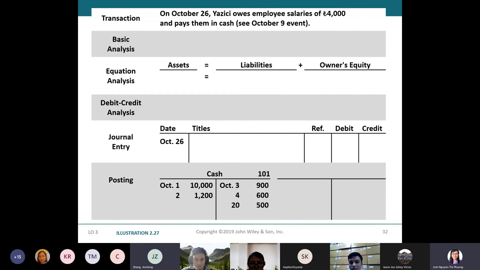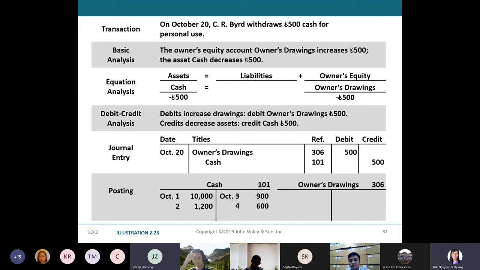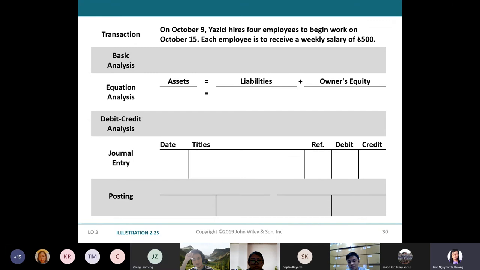Okay. On October 26, the company pays office employees salaries of 4,000 in cash. See the October 9 event. So remember, just now we had October 9, right? We hired 4 employees to work for us. They began to work for us on October 15. Now it's October 26, so they have already worked for us 11 days, from October 15 to October 26. So we owe them the salary.